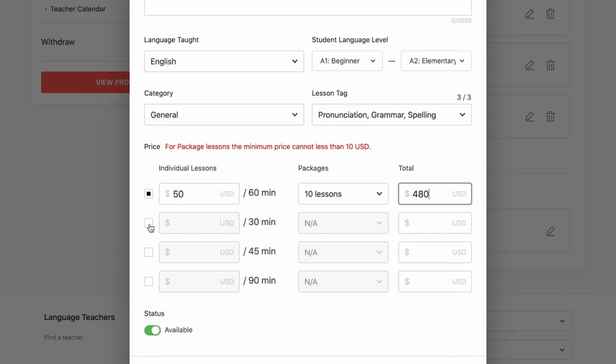Along with prices, we can set up different lesson durations. Currently, there are 4 lesson durations available on italki. The 1-hour lesson is mandatory and cannot be unselected. All teachers need to provide a 1-hour lesson, as it's the most sought-after lesson type by students.